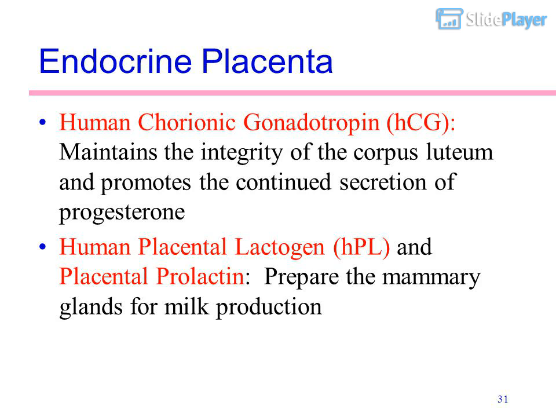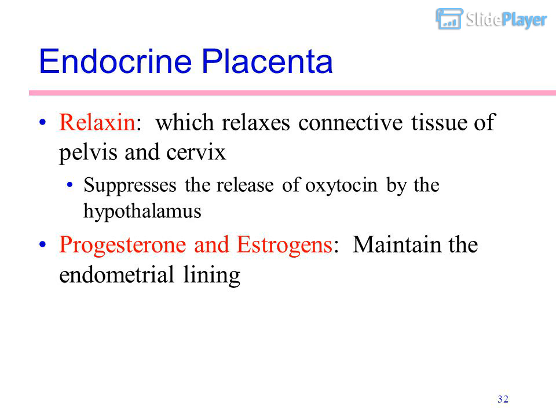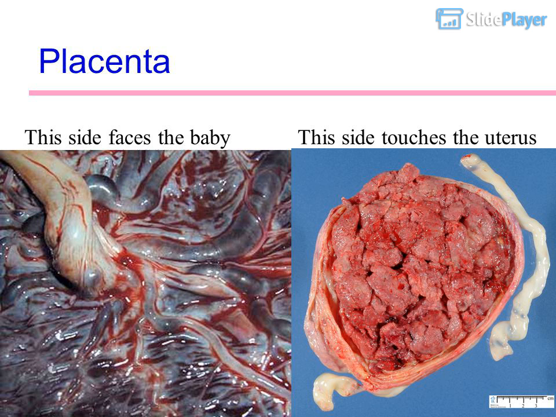Endocrine placenta. Human chorionic gonadotropin, HCG, maintains the integrity of the corpus luteum and promotes the continued secretion of progesterone. Human placental lactogen, HPL, and placental prolactin prepare the mammary glands for milk production. Relaxin relaxes connective tissue of pelvis and cervix and suppresses the release of oxytocin by the hypothalamus. Progesterone and estrogens maintain the endometrial lining, placenta.